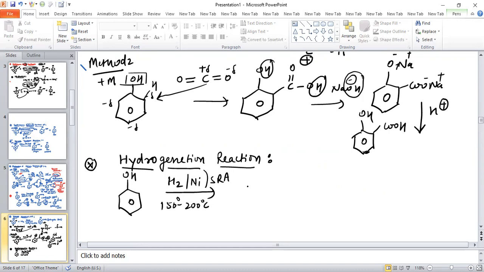Now this phenol has aromatic character, but nickel is a very strong reducing agent. So this pi bond will convert into single, this pi also converts into single, and all three pi bonds will convert into single bonds. So the product obtained will be this one: cyclohexanol. This is the reaction related to phenol.